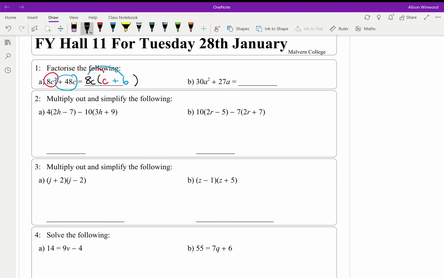30 and 27 have a common factor of 3 and both terms have an a. To make 30a squared, that's 3a multiplied by 10a. And to make 27a, that's 3a multiplied by 9.